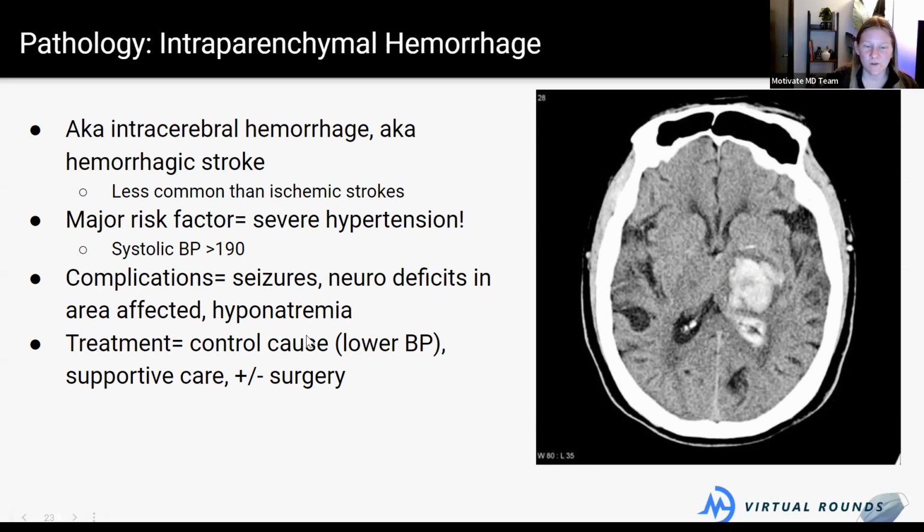The treatment for an intraparenchymal hemorrhage is to control the cause. If their blood pressure is still high, make sure that you lower it, especially if they're over this 190 threshold, which is a very severe range. If they're in the 200s, bring them down. You can also do supportive care, like we mentioned before with the subarachnoid hemorrhage, like IV fluids. And you can also consider surgery. If the pressure in their brain is still really high, you can do burr holes or something to relieve the pressure by removing part of the skull and letting the brain swell out, and then recover, to try to prevent further compression of the surrounding brain structures.